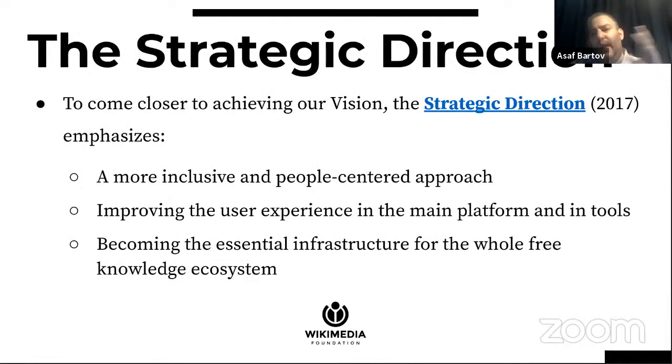So to catch you up again on broadly how we got where we are today, we have a strategic direction. We've had it for 4 years now, since 2017. One possible summary of that strategic direction is that it is clear we need a more inclusive and people-centered approach. It is clear we need to improve the user experience on the main platform, that is the wikis, and in tools around the wikis. And going sort of one circle outward, it is also clear that we want to be more than the wikis. We want to be, as the strategic direction phrased it, the essential infrastructure for the whole free knowledge ecosystem.